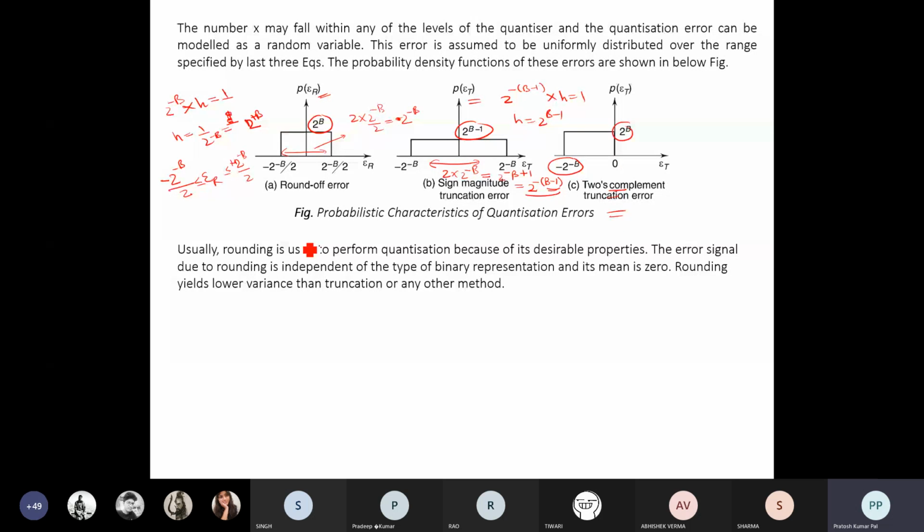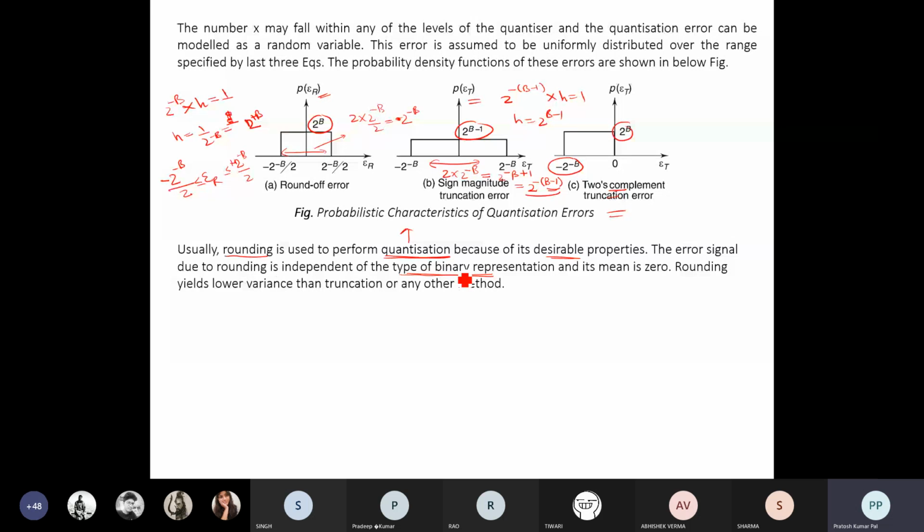Usually we see that rounding is used to perform quantization, because rounding has desirable properties. The error signal due to rounding is independent of the type of binary representation. So whatever type of representation we use to represent a magnitude or the coefficient of a filter, it does not depend on the type of representation of a number. That's why quantization is done using rounding as the method.